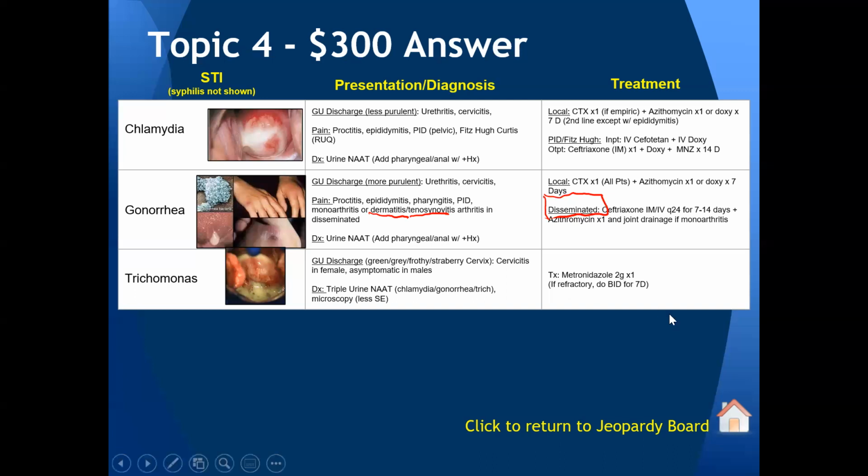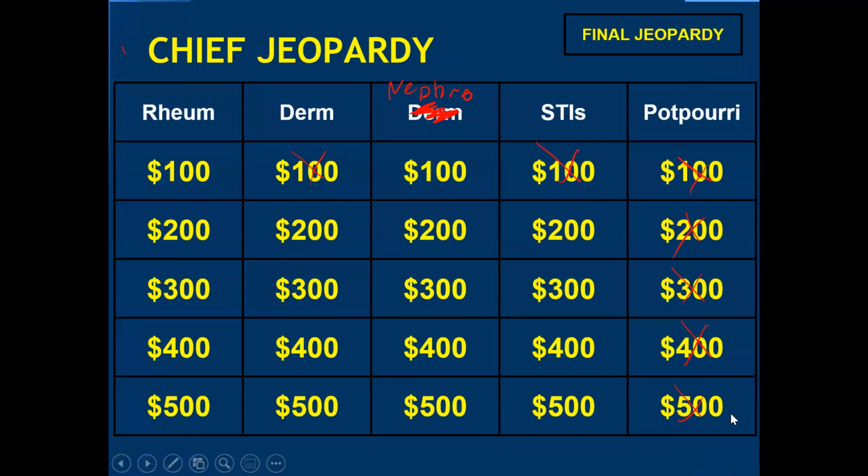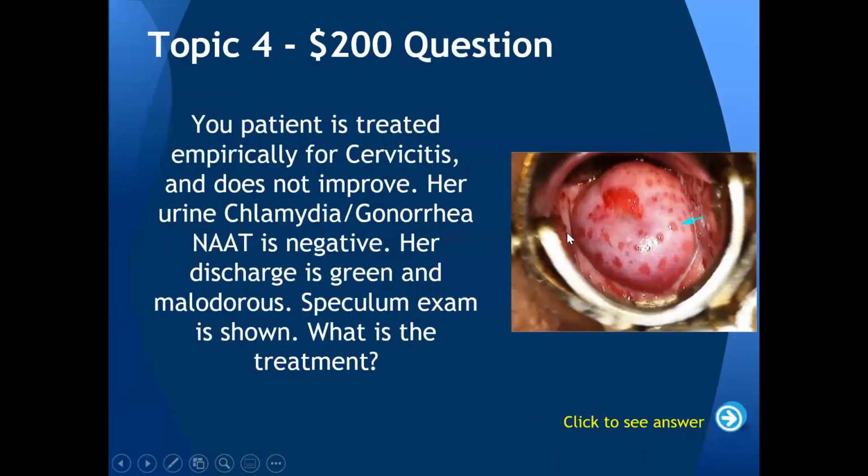All right, so 300 for STIs. What do y'all want next? Whatever you want. Let's do STIs for 200. All right, 200 STIs. This patient had a JHAP. They were treated empirically for cervicitis with ceftriaxone and azithro. Didn't improve. Her urine chlamydia.